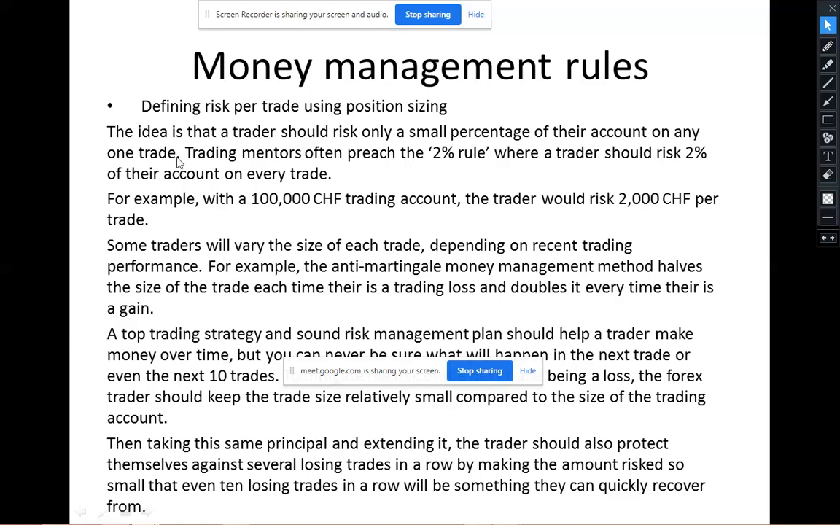So always define your risk per trade. Define your risk, that okay, this trade I want to risk 10%. This trade I want to risk 5%. This trade I want to risk 6%. This trade I want to risk 1%. This trade I want to risk 2%. So always define it anytime you enter a trade. Always define that this is the amount I want to risk per trade.